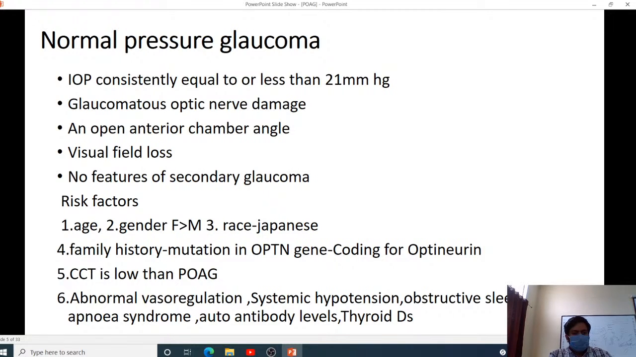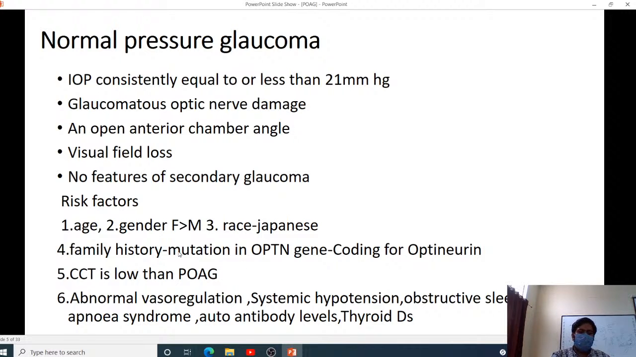Okay. So, what are the risk factors for this? This occurs usually in later age, that is 70, 80 years of age. So, normal tension glaucoma is more common in old patients. It is also more common in female patients and more common in Japanese.